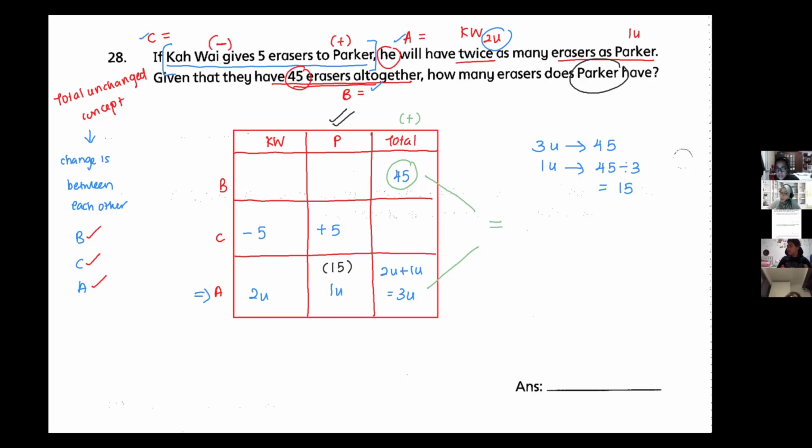So at first, how many does he have? So 15 here will be plus 5, right? You need to go backwards. So 15 minus 5 equals 10. This is minus. So Parker has how many at first? 10.